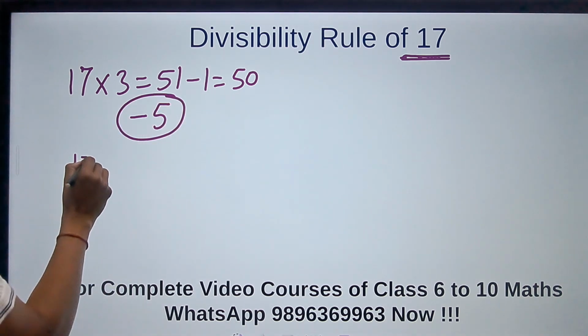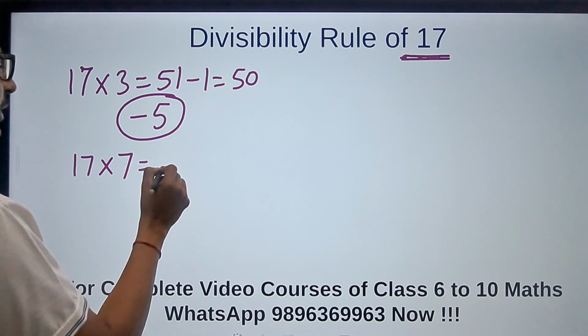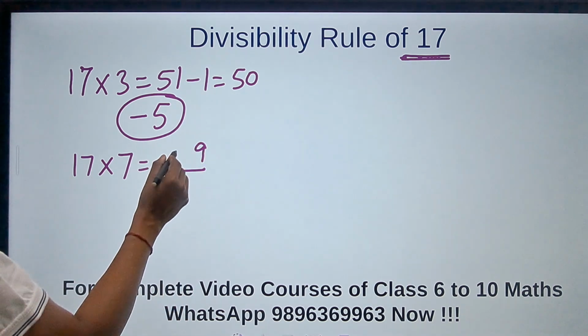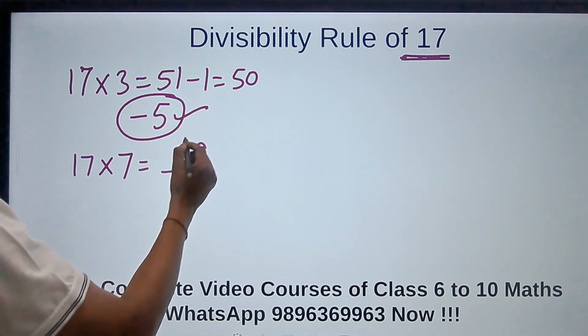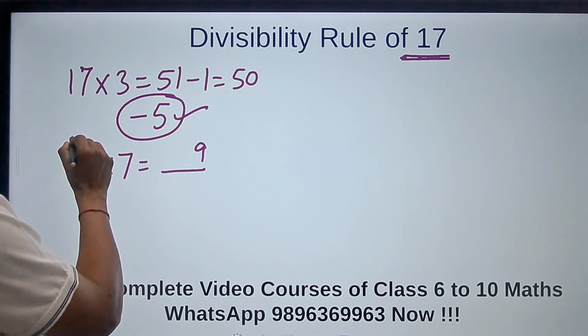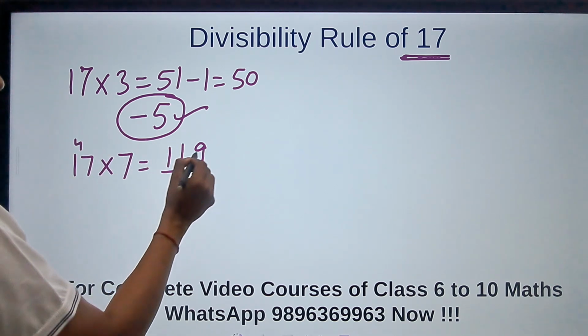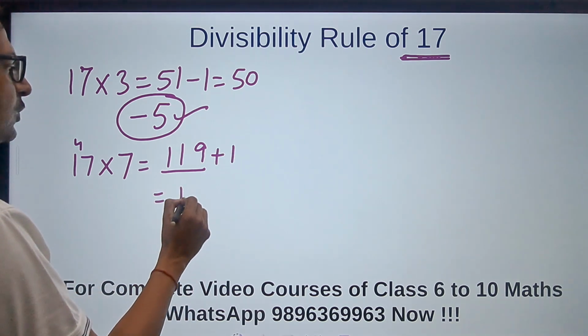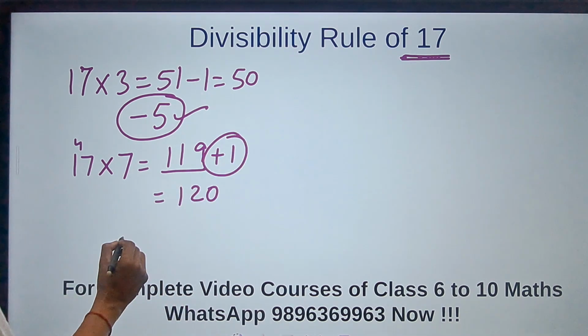Although you can do 17 times 7 also. That will give you a number ending in 9. But that number will be bigger than 5. So I will be using the smaller osculator. Like this is 7 sevens are 49, 9 4 carry and 11, right? So if I add 1 to this, I get 120. So because I added 1, so plus.